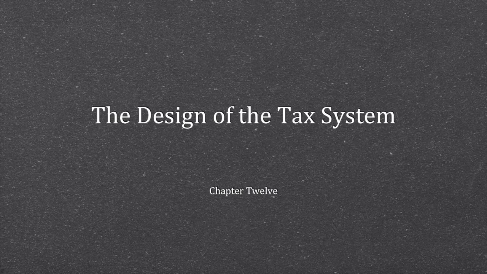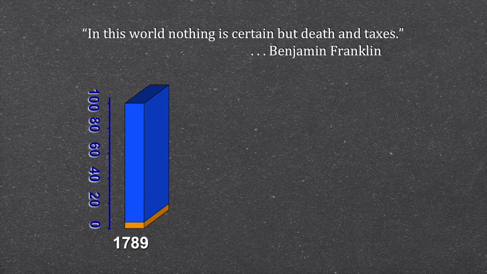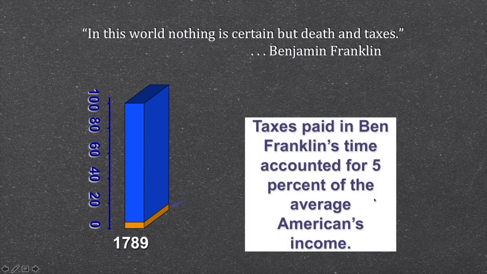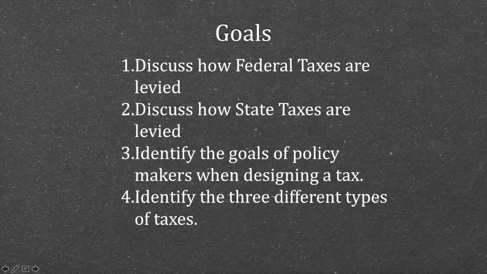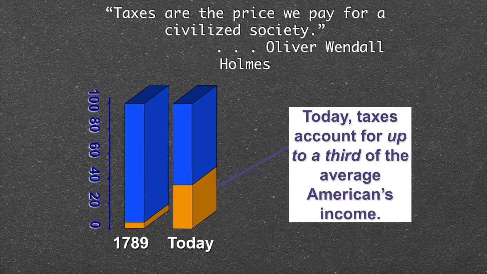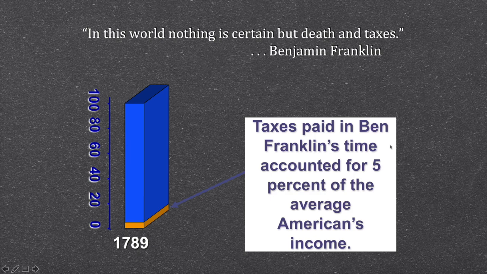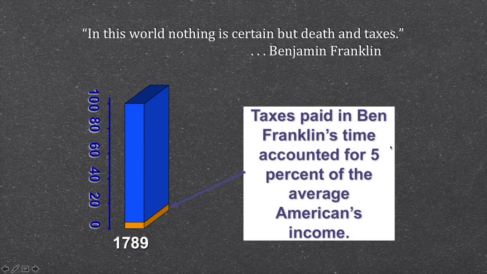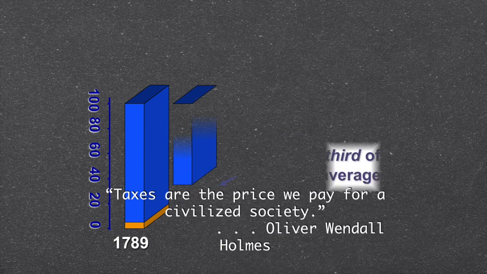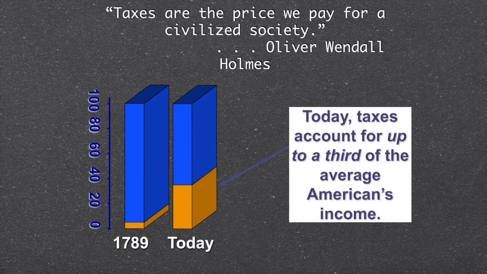All right, so today's lecture is going to be about the design of the tax system. Now, there's a very famous quote from Benjamin Franklin in 1789. When talking about taxes, he said, "There's nothing in life that's certain but death and taxes." Of course, at the time Franklin said that, taxes accounted for about 5% of the average American's income. Today, taxes can account for up to a third of the average American's income.